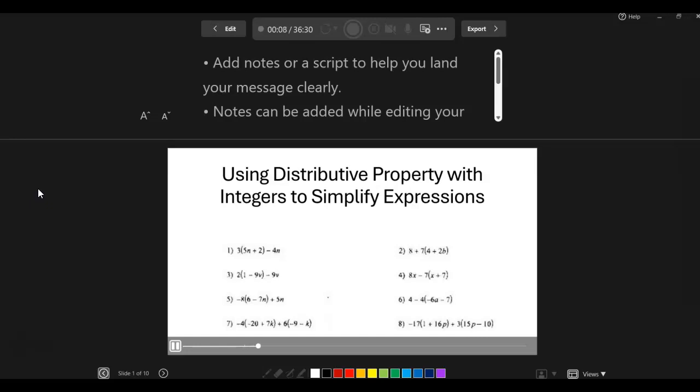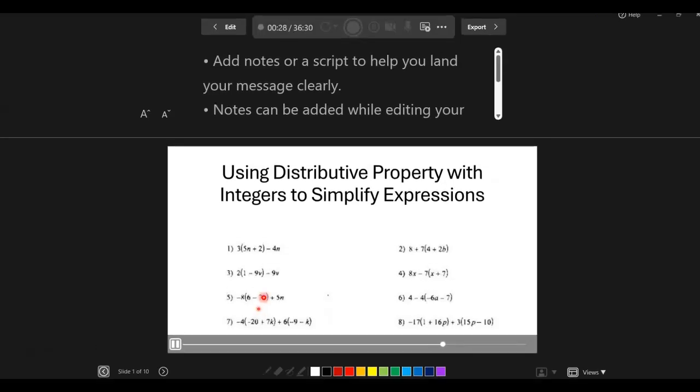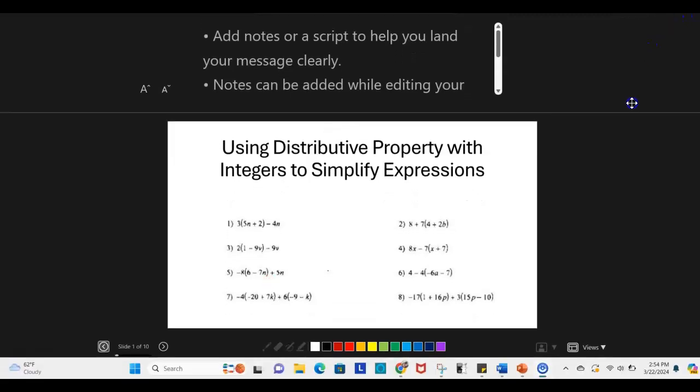So you'll notice that using the distributive property here, we're going to be distributing positive integers to these expressions inside parentheses. We're also going to be distributing negative integers to these expressions inside parentheses. And then we're going to have to combine like terms. So let's just go ahead and get started. We'll switch to the next slide.